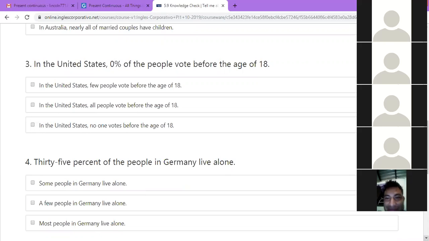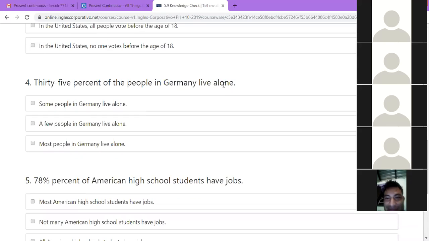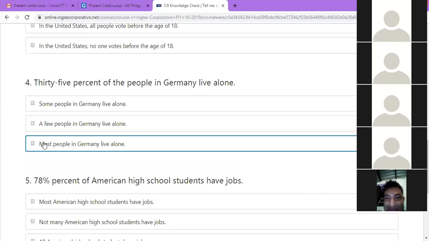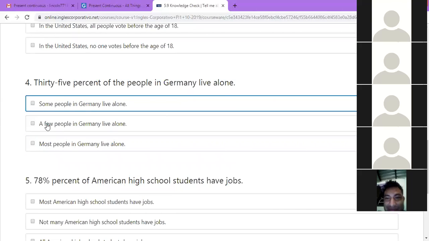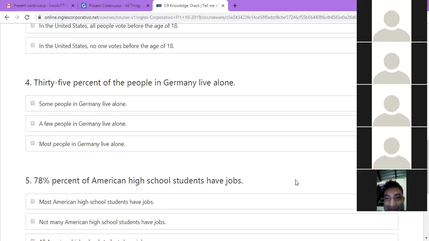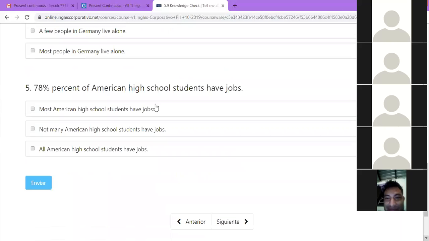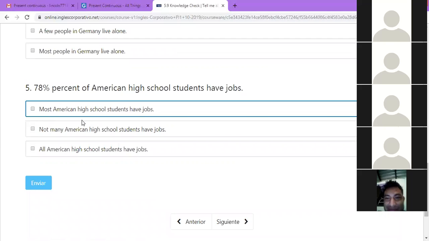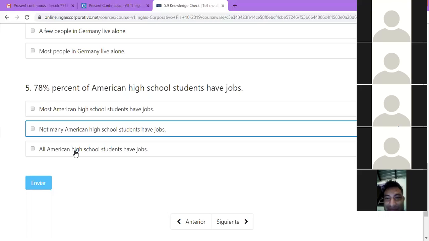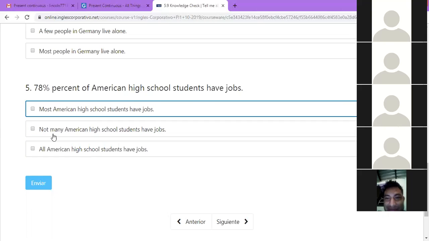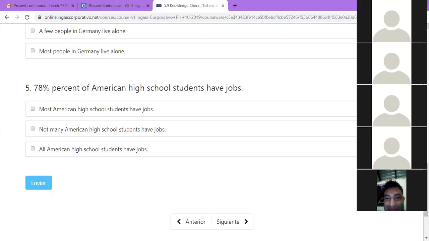35% of the people in Germany live alone. Some, a few, most? I would say some. Because 35% is a lot of people. 78% of the American high school students have jobs. Most American high school students have a job. Not many, all, most. Most is a good answer. Okay. Good job.